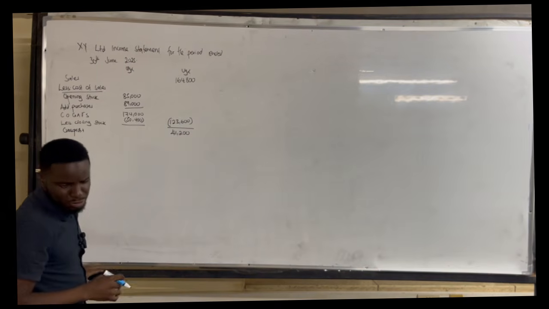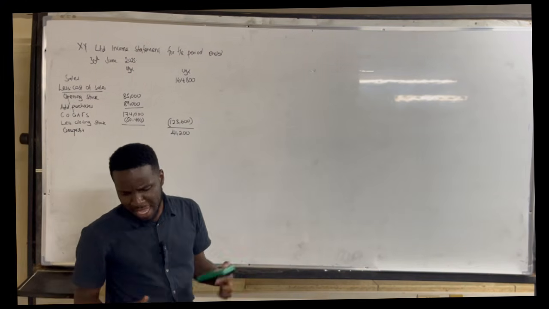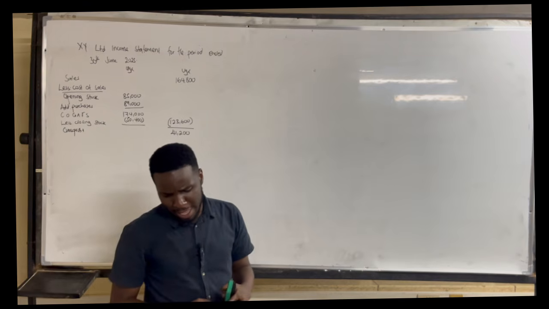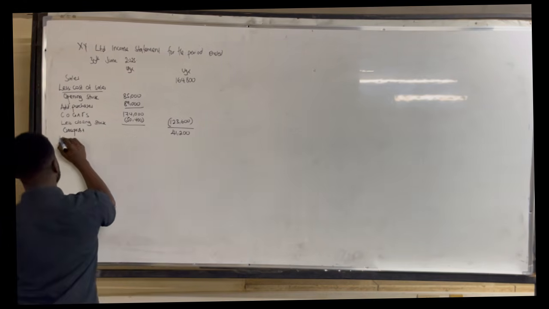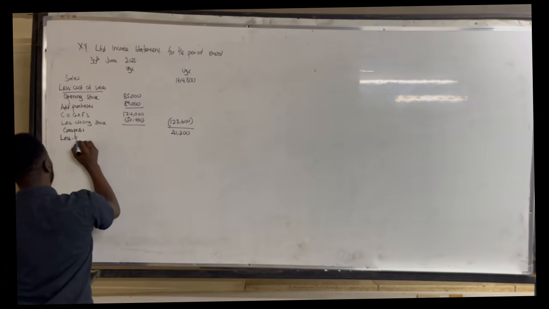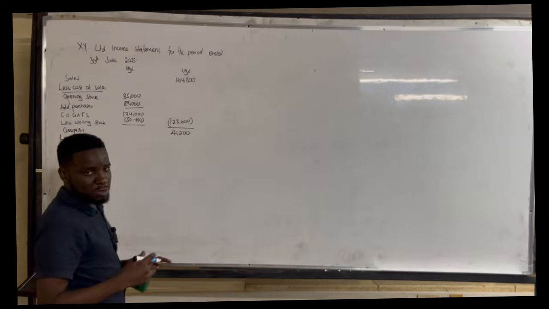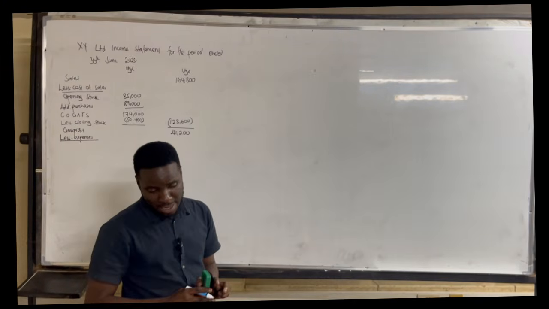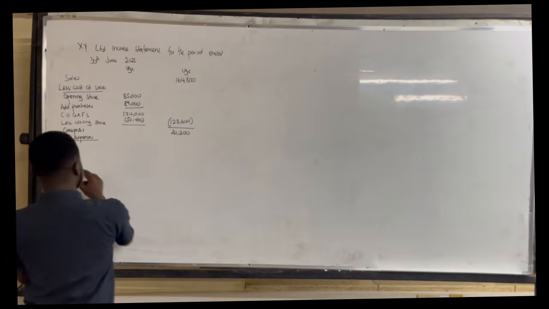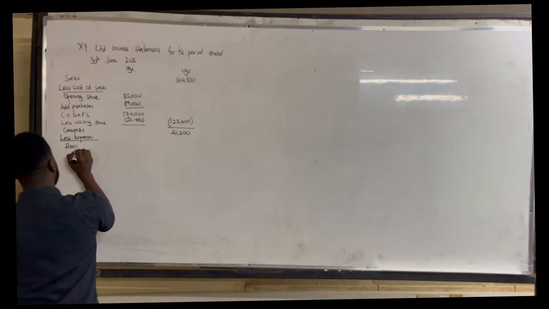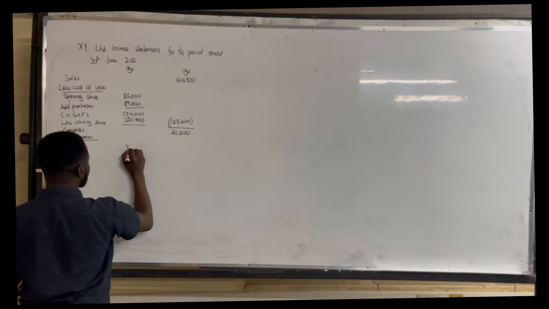Then if we check in the question, we didn't have other incomes, so we are going to less expenses here. So we say less expenses, and the expenses will begin with those ones that we have adjusted. Now the first thing that we adjusted was rent. We had our rent figure, and the figure we got was 4,000.